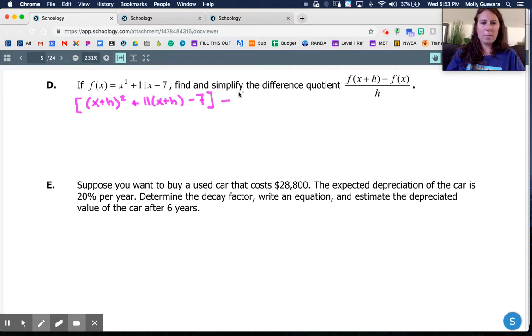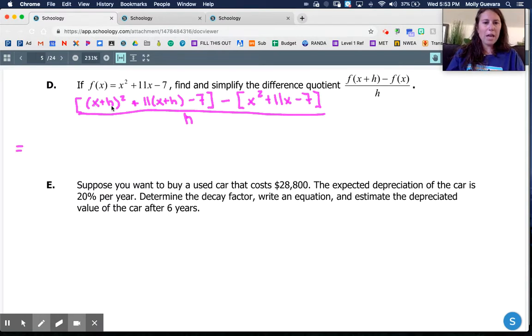Then I'm going to subtract f of x. Well, f of x is just the original function, so I'm just going to subtract the original function, which is x squared plus 11x minus 7. And then this is all over h. I'm going to have to try to conserve space here, so let's see how we go.